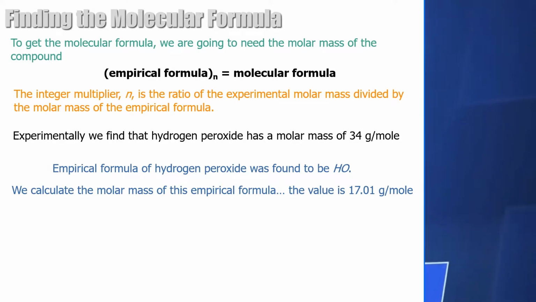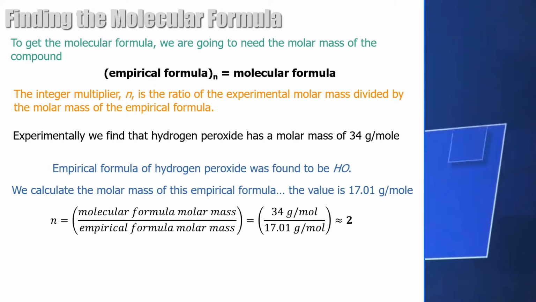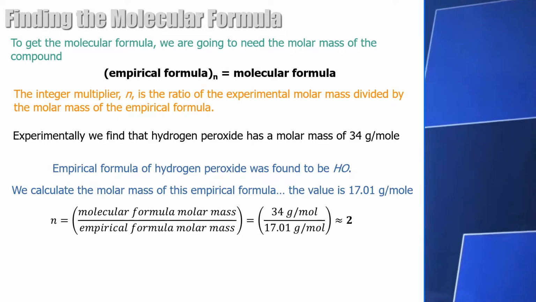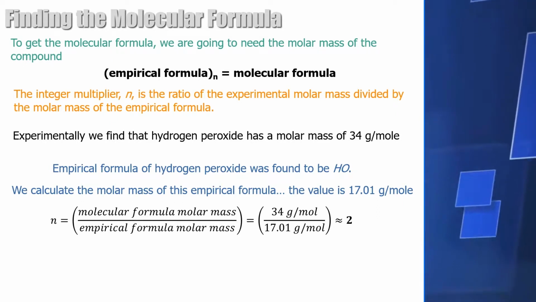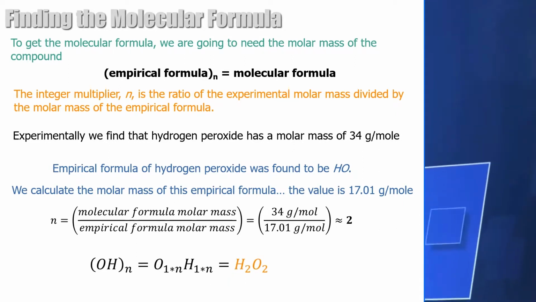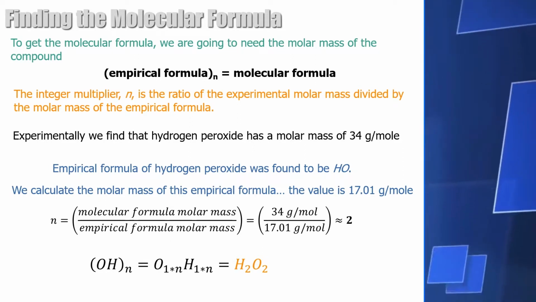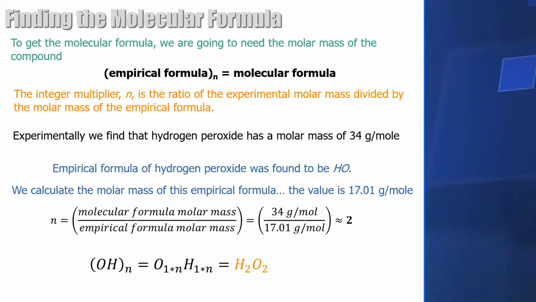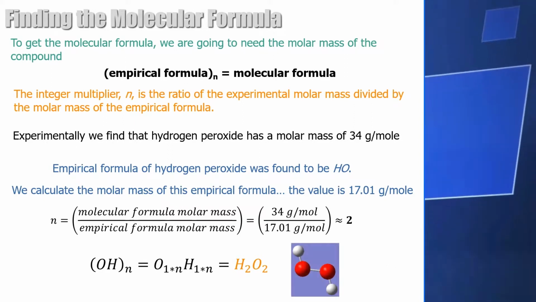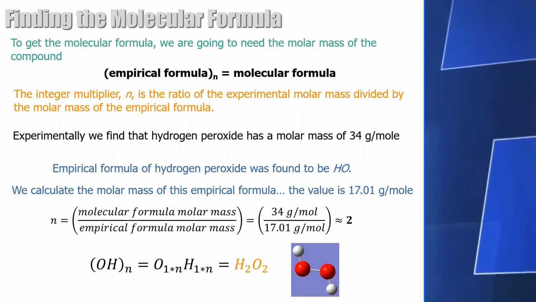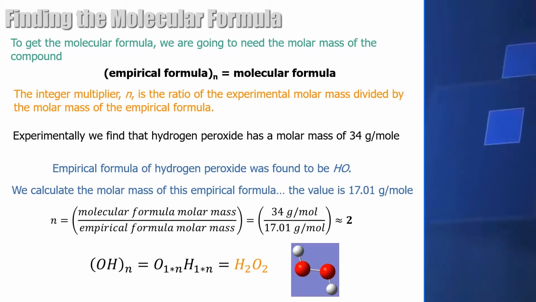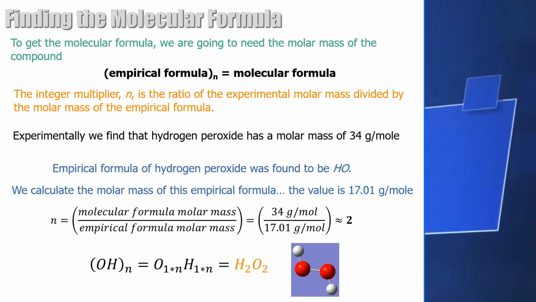Now, to get the n multiplier, we divide the actual molar mass by the empirical value, giving us a final value of 2. From here, it's a simple matter to multiply each of the subscripts of the empirical formula by 2, obtaining the real molecular formula for hydrogen peroxide, H2O2. For our reference, a simple structural formula for hydrogen peroxide is HOOH, where the red atoms are the oxygen atoms and the white are the hydrogen atoms.